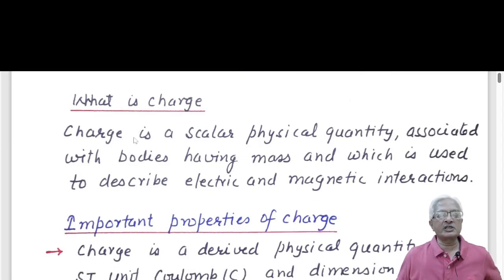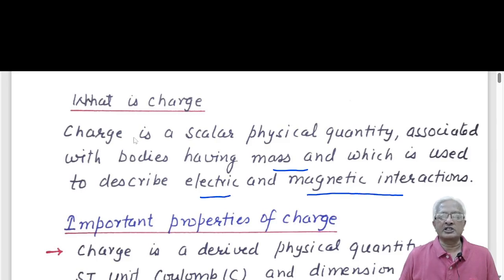The first question that comes to my mind is, what is charge? Charge is a scalar physical quantity. Why scalar? Because it adds according to the scalar laws of addition. Why physical quantity? Because it can be measured. Charge can only be given to the bodies which possess mass. While I can say, then what does the charge do? It produces electric and magnetic interaction.